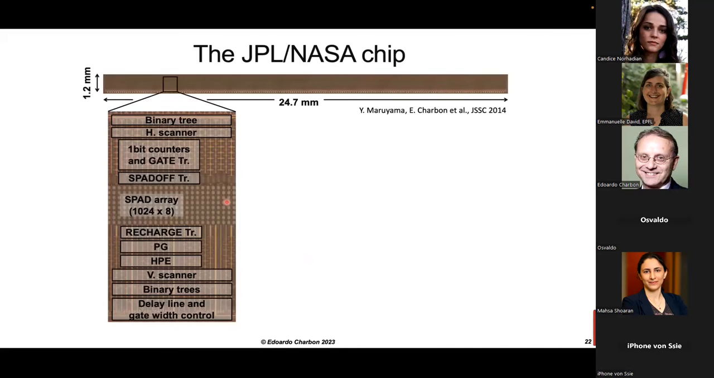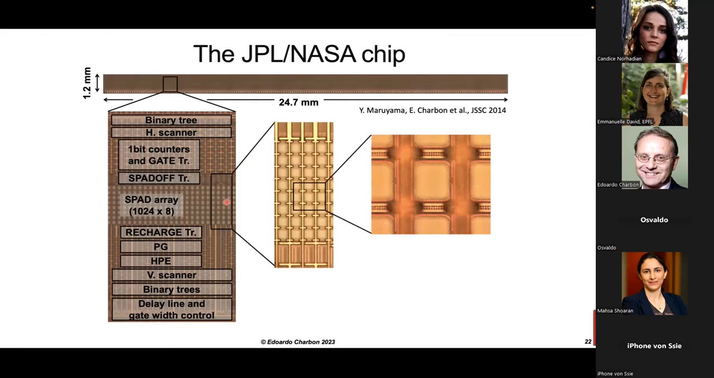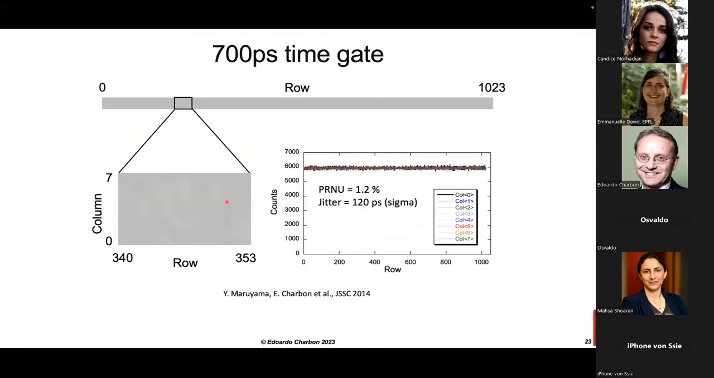And with this detector, we were able to build an array of 1,024 by 8 SPADs. And we were able to use gating very, very precisely to achieve gating on the order of 700 picoseconds. These are the SPADs; in this case, they're not round but square, thereby improving the fill factor. And then this is a detail of the SPAD.